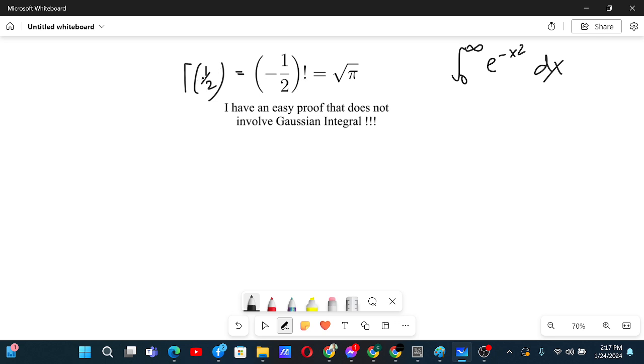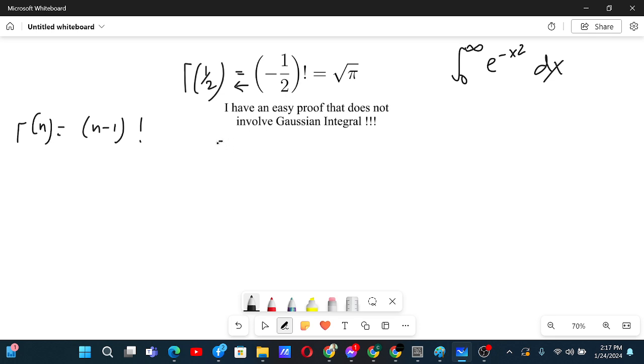Now, if you know about gamma functions, you obviously know that gamma of n is n minus 1 factorial. So that's why I'm writing gamma 1 by 2 over here, the power of minus 1 by 2 factorial. Now, the proof starts with a beta function, and we will make some manipulations and surprisingly get this result.